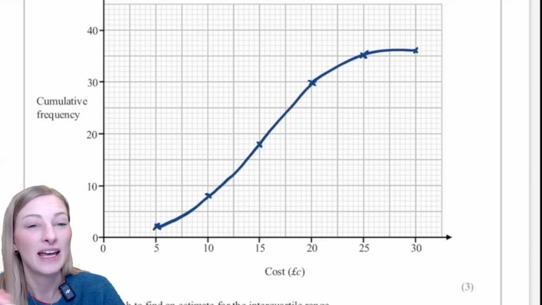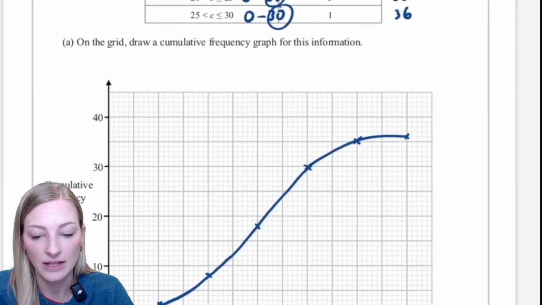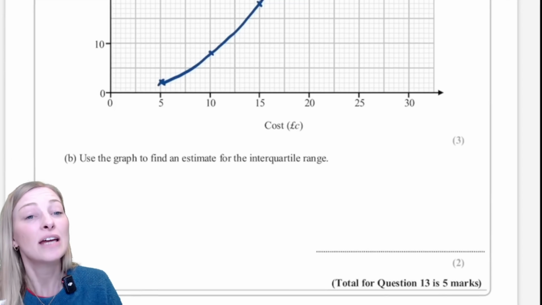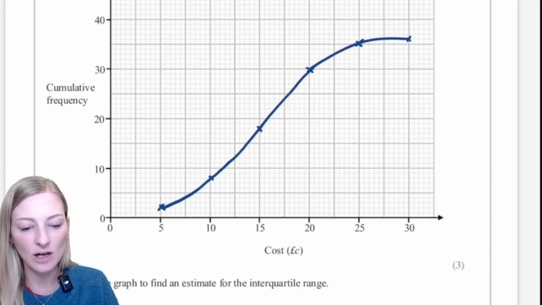like that. If you join it to the origin or if you don't join it to the origin, it actually doesn't matter for these questions. That's fine to do it either way. Use the graph to find an estimate for the interquartile range. Now the interquartile range is the upper quartile, take away the lower quartile. But let's start by finding the median.